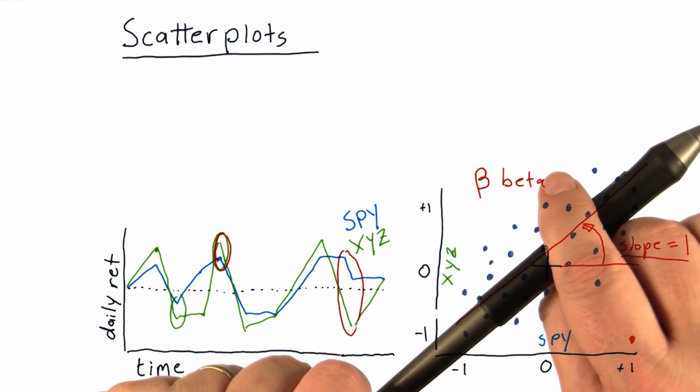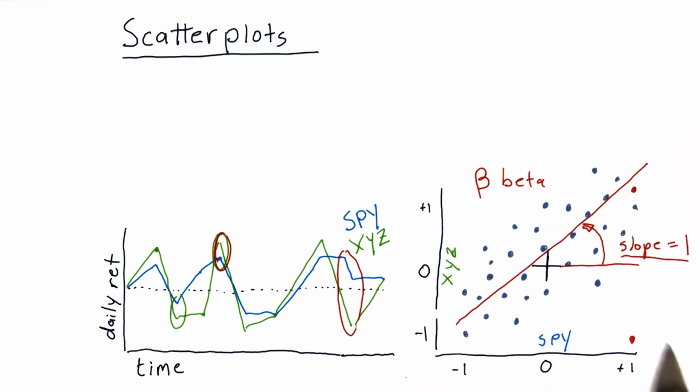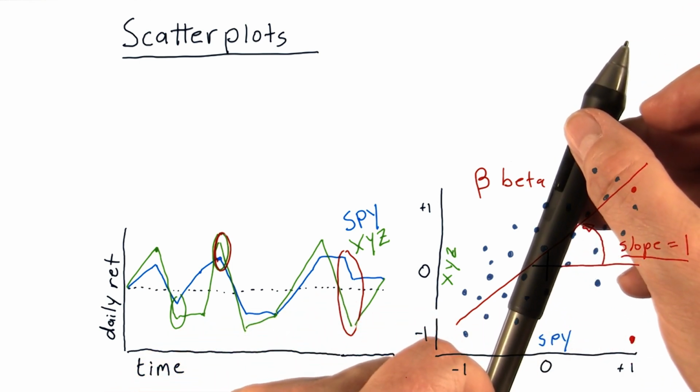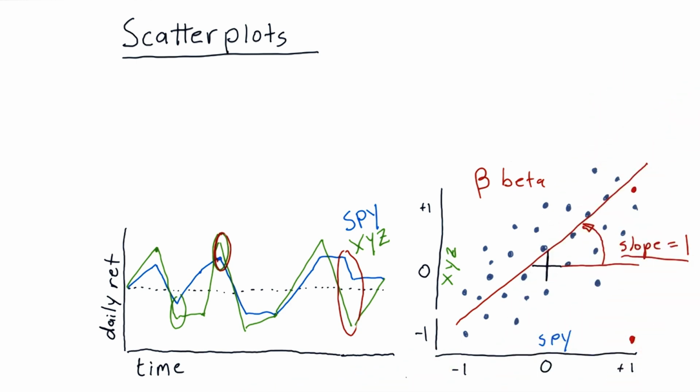So if beta is 1 and we have a slope here of 1, it means on average when the market goes up 1%, that particular stock also goes up 1%. If we have a higher number, say 2, that would mean that if the market were to go up 1%, we'd expect on average for that stock to go up 2%.